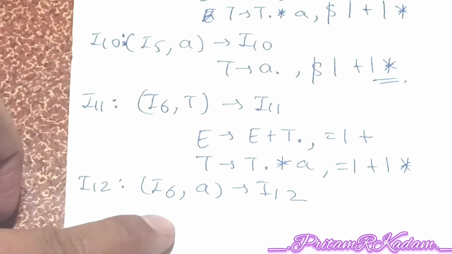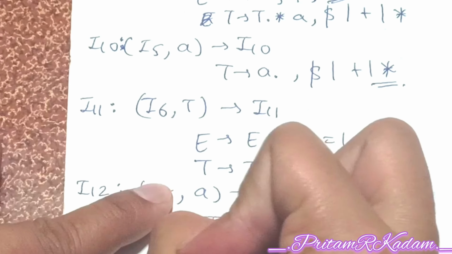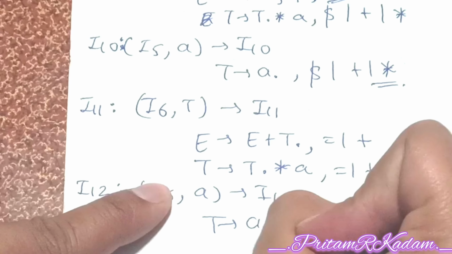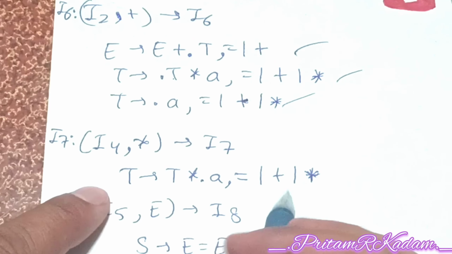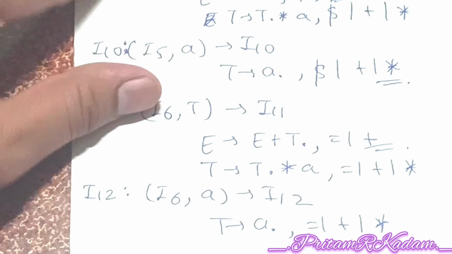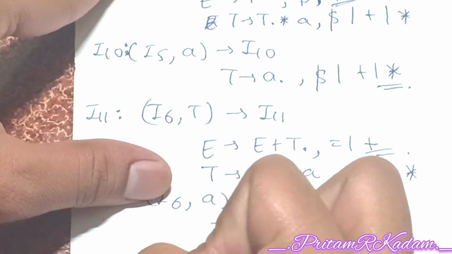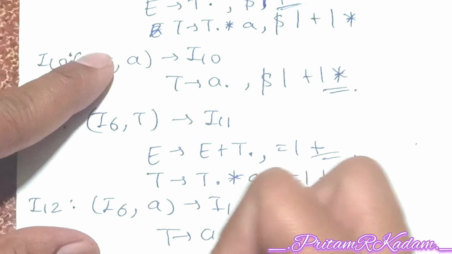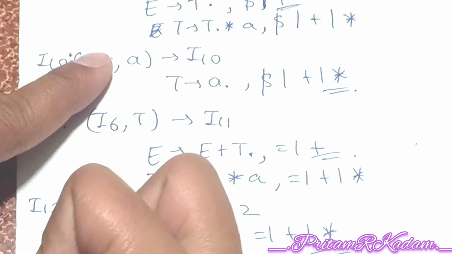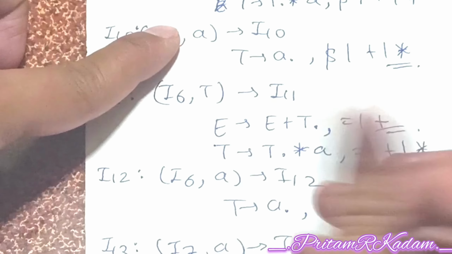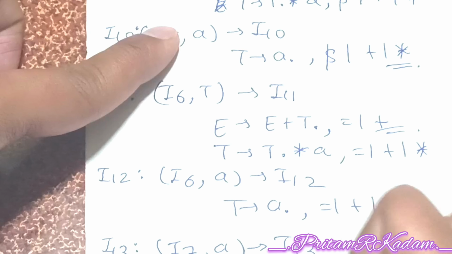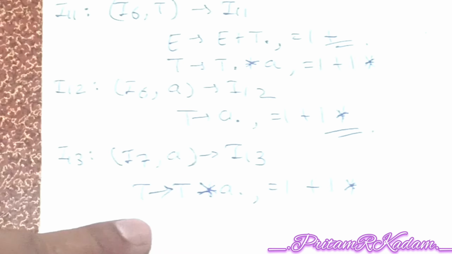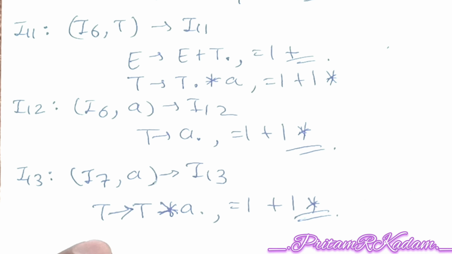So I6 on small a goes to I12, which will give me the production as T gives A dot with look ahead equals to plus and star, which is a little bit different than I10 because there is difference in the look ahead part. Let us proceed for the I7. So I7 on small a goes to I13. Let us write it down. So I13, which will be T gives T star A dot with look ahead equals to plus and star, and as this is a complete state, I will just mark this down.